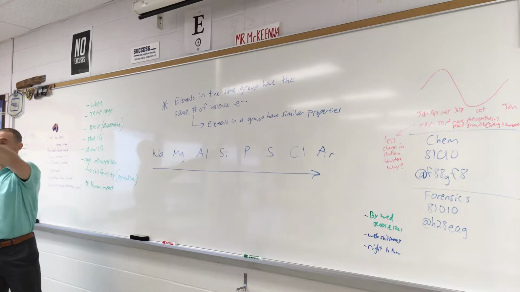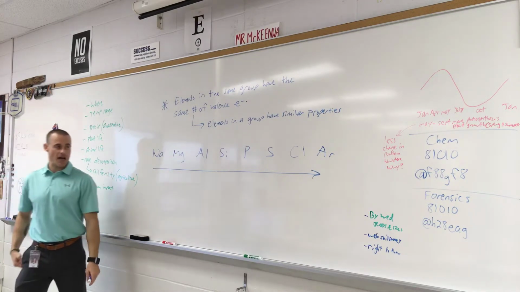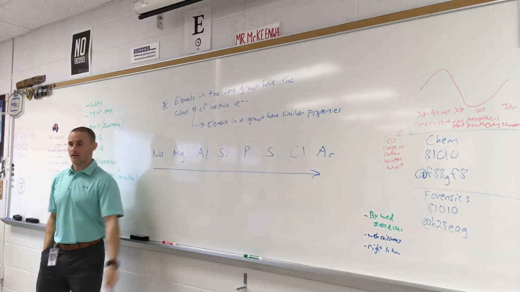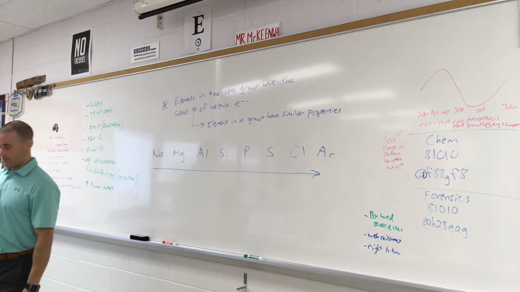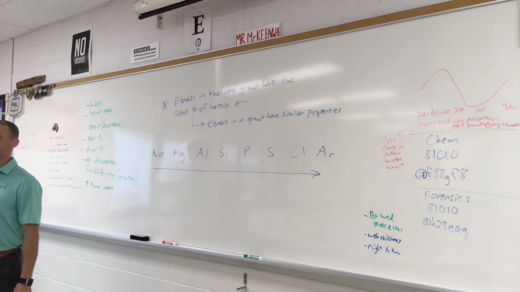And this goes for the entire chart. So you start on the left and you're walking to the right. What happens to the metallic character of these elements? It becomes weaker. Good, or decreases. Yes. Why? Because you're getting closer to the non-metals.